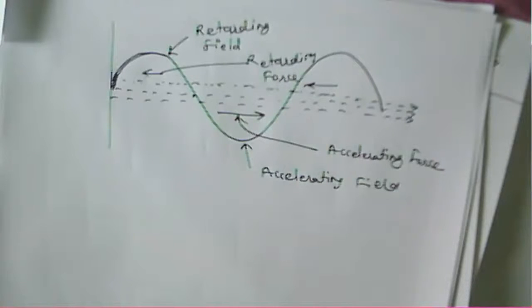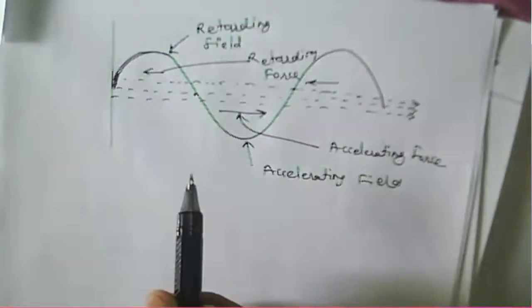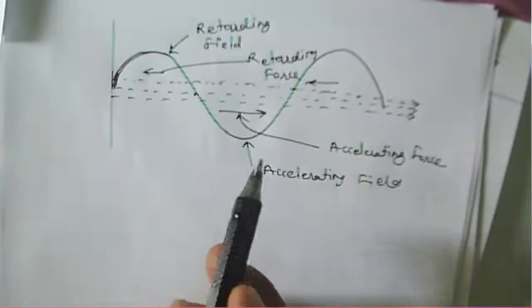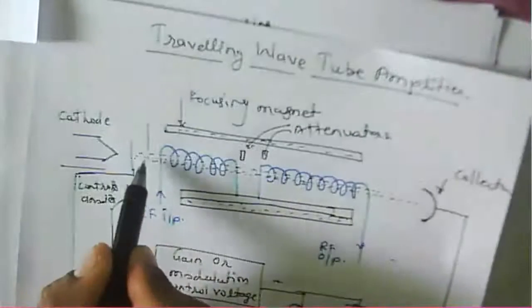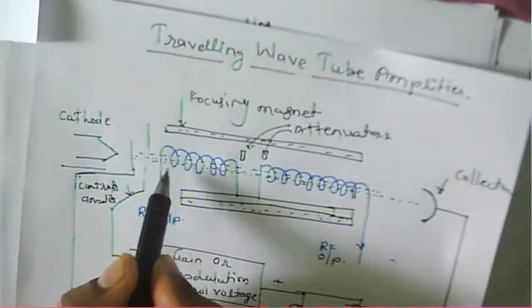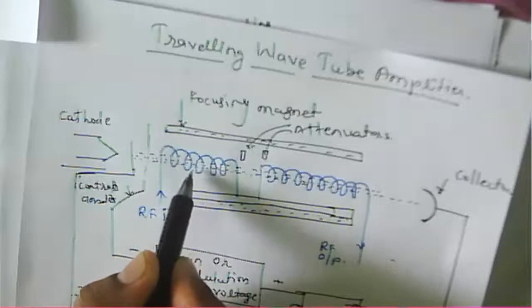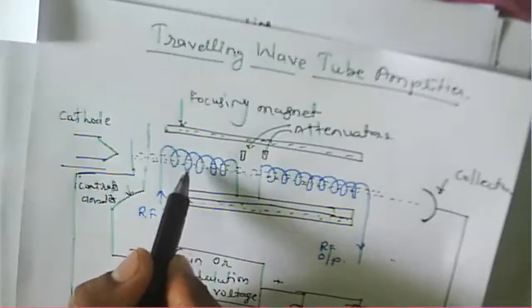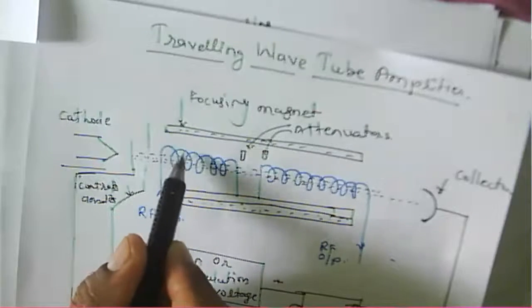The bunching of the electrons takes place, and the bunches at the end release their energy to the RF field, and the bunches will be collected at the collector. These electrons are entering this particular field. So this is about your RF field. Because of that, in the accelerating field and decelerating field, they will form the bunches, and they will release the energy to the helix.